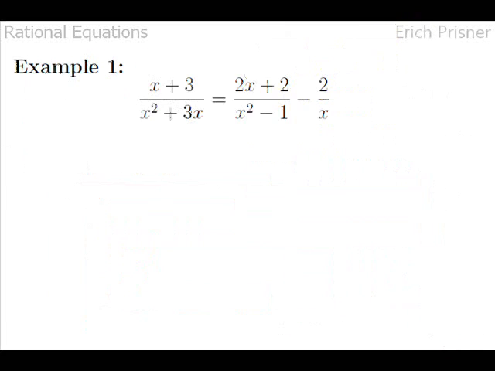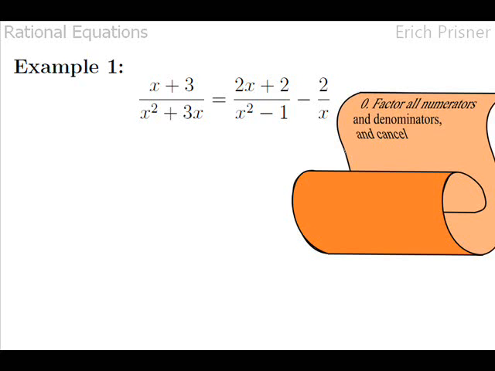Look at the following rational equation. (x plus 3) over (x squared plus 3x) equals (2x plus 2) over (x squared minus 1) minus 2 over x. Wow! What a hammer equation. Can't we start with something simpler, you may ask? Yes, we can. Why don't you make it simpler? You should always routinely try this step first. So step 0. Simplify each rational expression by factoring numerator and denominator and cancelling if possible.